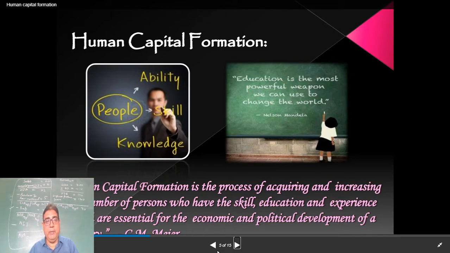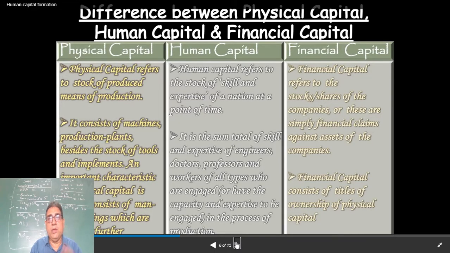It's very simple. Human capital formation refers to development of abilities and skill among the population of the country. It is a process of acquiring and increasing the number of persons who have the skills, education and experience. Human capital formation is associated with the investment in man and his development as creative and productive resources. So this is human capital formation, and we can increase human capital formation in every country.